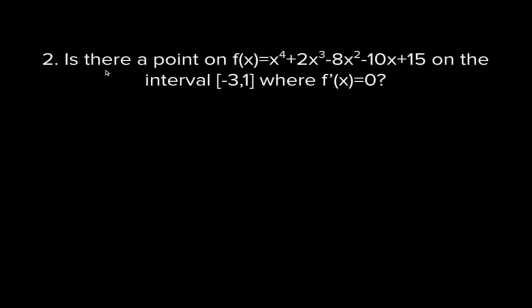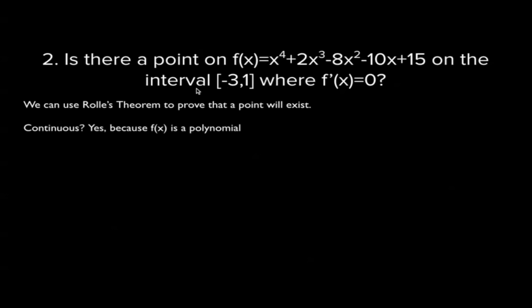And because the problem is asking us if there's a point on this interval where the derivative is equal to 0, we can use Rolle's theorem. And to prove that the point exists, we need to meet the three conditions of Rolle's theorem. First, we need to prove that the function is continuous on the interval. And once again, it is a polynomial function, so it is continuous on the interval. Next, we need to prove that it is differentiable on the interval, and it is a polynomial function, so it is differentiable on the interval.